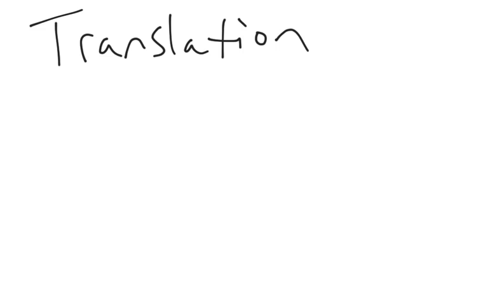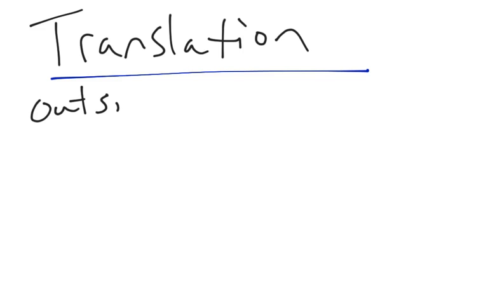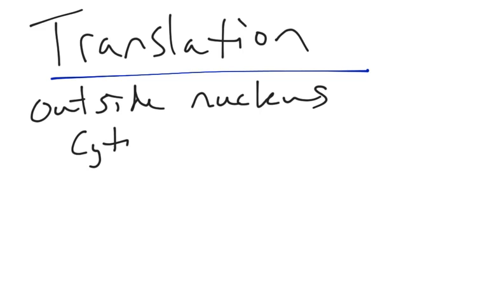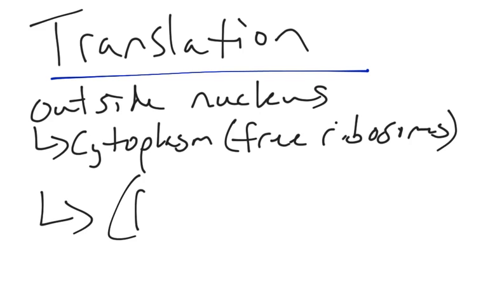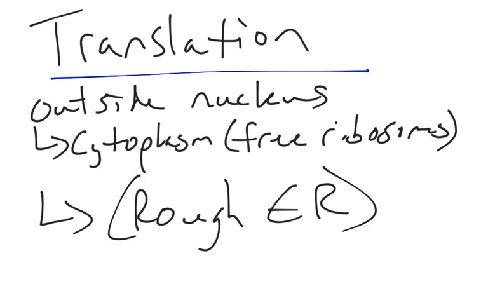All right, now to translation. So what is translation? Well, translation occurs outside of the nucleus. Now it either occurs in the cytoplasm on free ribosomes. Okay, it's either going to occur on the free ribosomes in the cytoplasm, or it's going to occur on the rough ER, depending on what type of protein it is.